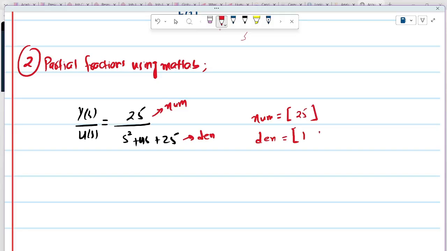Then the second entry, with the space, is 4, which is the constant value of the second highest power. And the last is the 25, which is the constant value, s power 0. So s power 2, then s power 1, then s power 0. So this is how you will explain to MATLAB what your transfer function is.